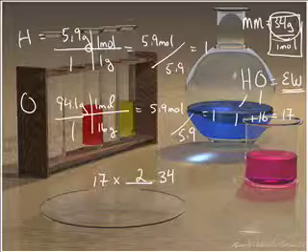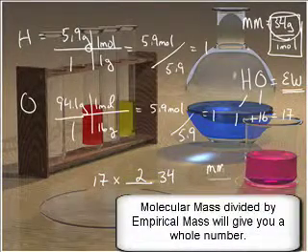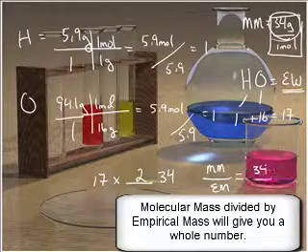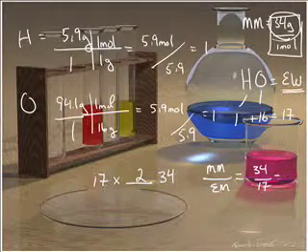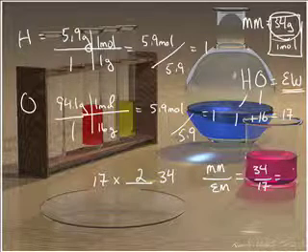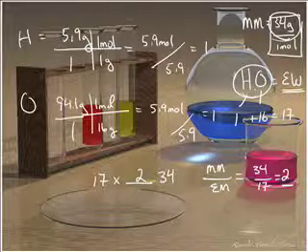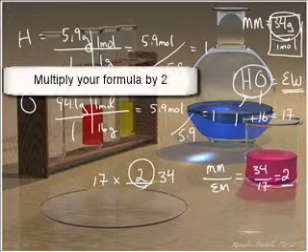Or you might just realize you're going to take your 34 molecular mass, divide it by your empirical mass, and see what number you get. In our case, that's 34 divided by 17. This is very easy. And if you don't get a whole number, you've done something wrong. It should be 1, 2, 3, 4, some nice round number. So this one's 2. That means that the formula is half as big as it needs to be. So I need to multiply my formula by 2.